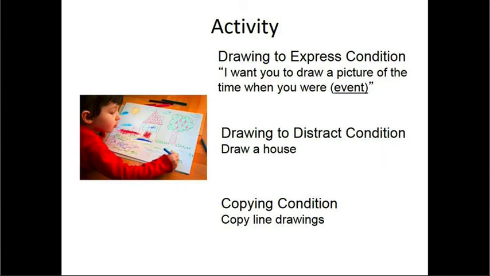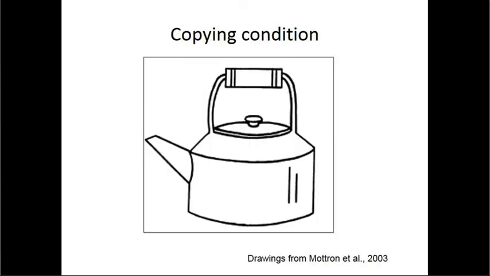So again, the drawing to express and drawing to distract conditions were identical to the first study. In the express condition, children were told to draw an example of the event they thought of. In the distract condition, they were instructed to draw a house. In the copy condition, we gave them line drawings of everyday objects. Here's an example. They also had markers. We kept color constant. They were still interacting with color. And we asked them to copy these everyday shapes.